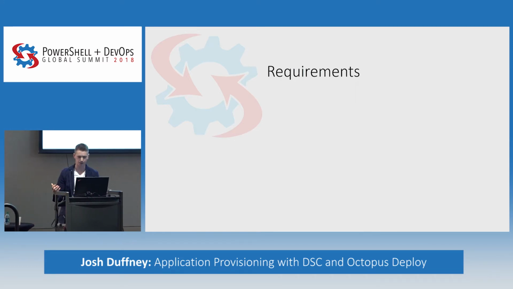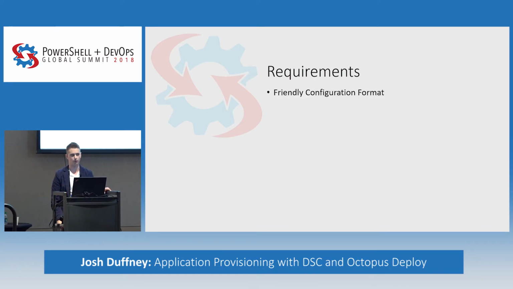So after those two failures, we got a lot of requirements. And the requirements are driven by things that they didn't like. The very first thing was they needed a friendly format. DSC and PowerShell weren't native to them. They didn't know how to use it. And so we asked them, what would you prefer? And they came back with JSON.